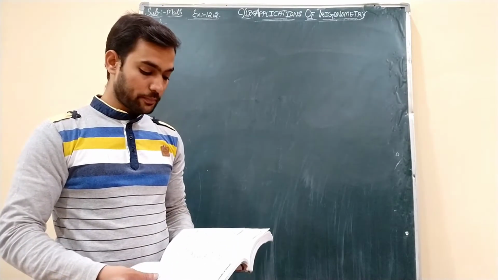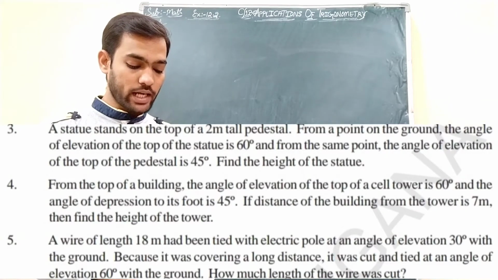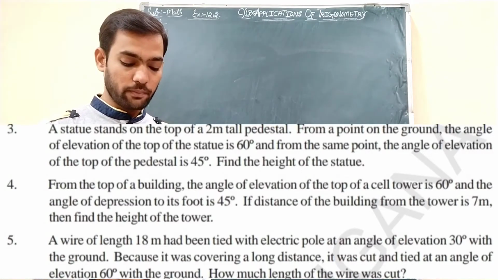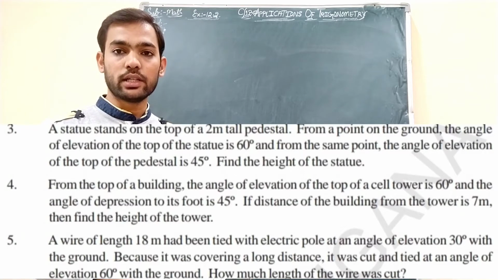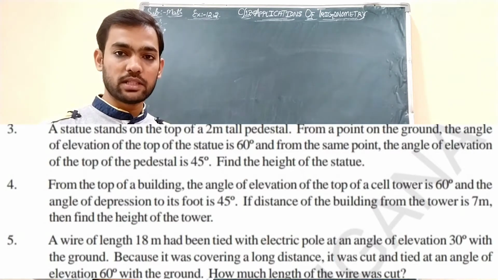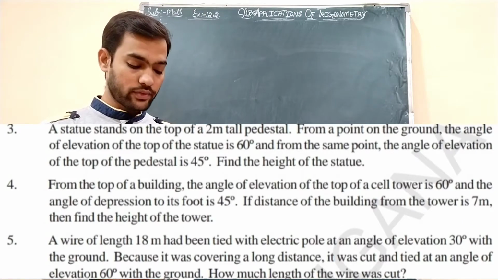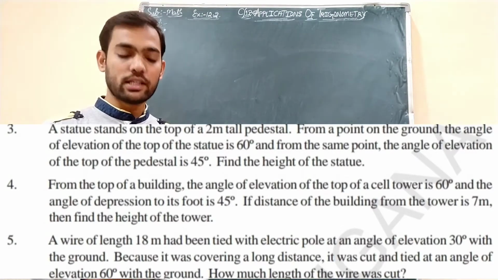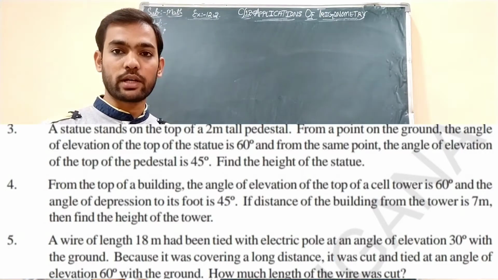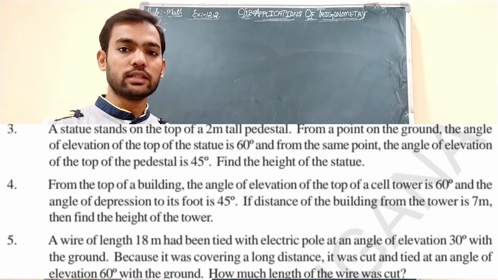Now next question, students, that is question number 5. A wire of length 18 meters had been tied with an electric pole. Here a wire is being tied with an electric pole at an angle of elevation 30 degree with the ground, and the wire is forming a 30 degree angle with the ground, and its length is 18 meters it seems. They have observed that the wire was covering a long distance, so it was cut and tied at an angle of elevation 60 degree with the ground. As we have discussed in the last video, when you approach towards anything, the angle increases.